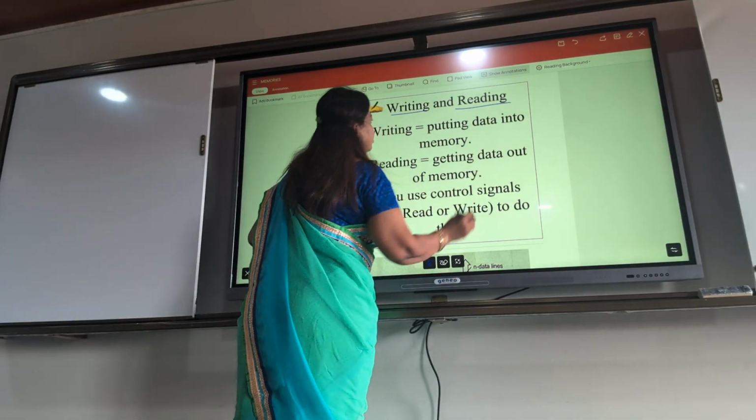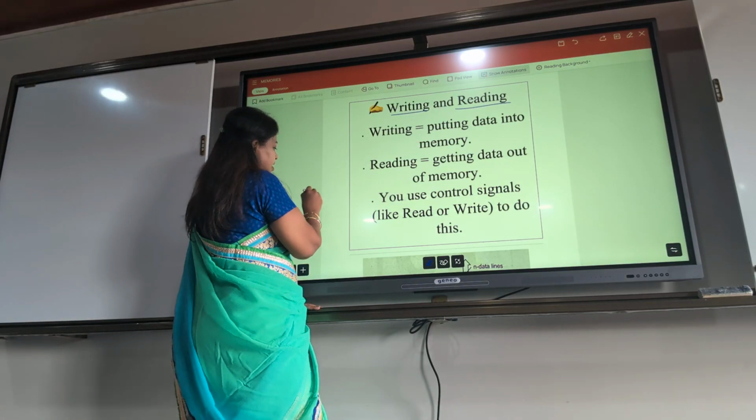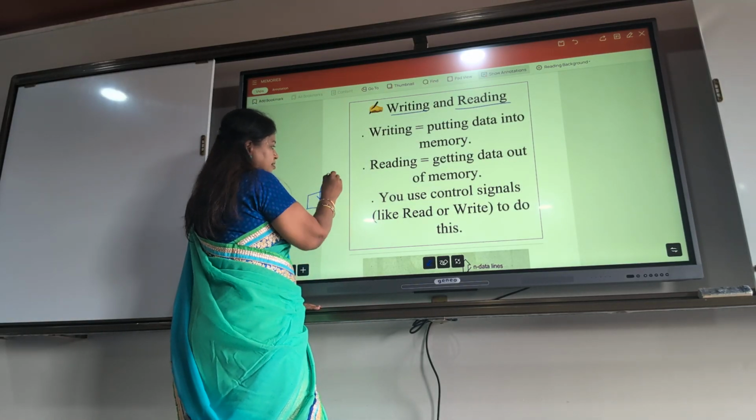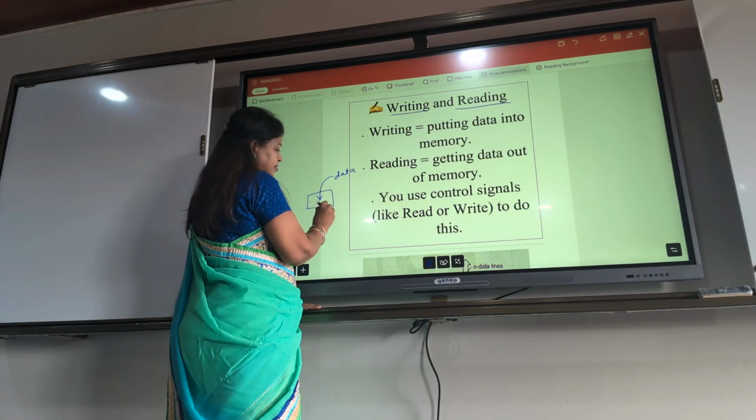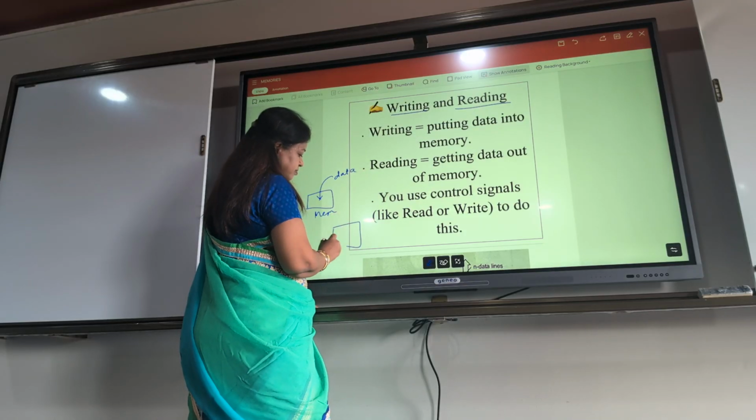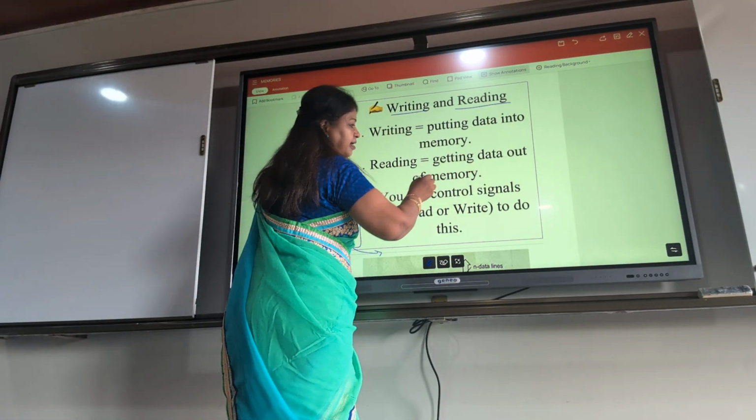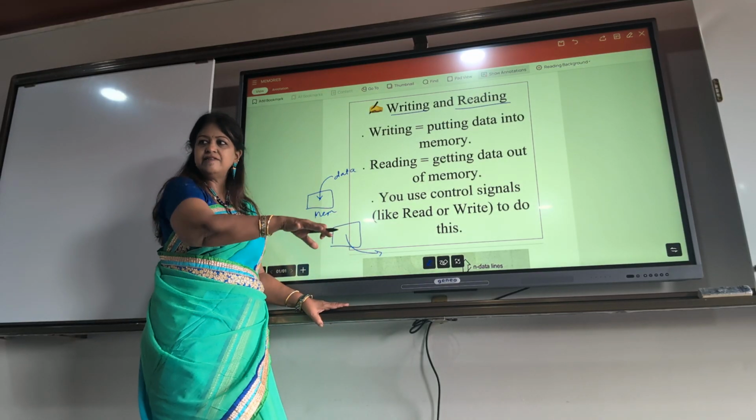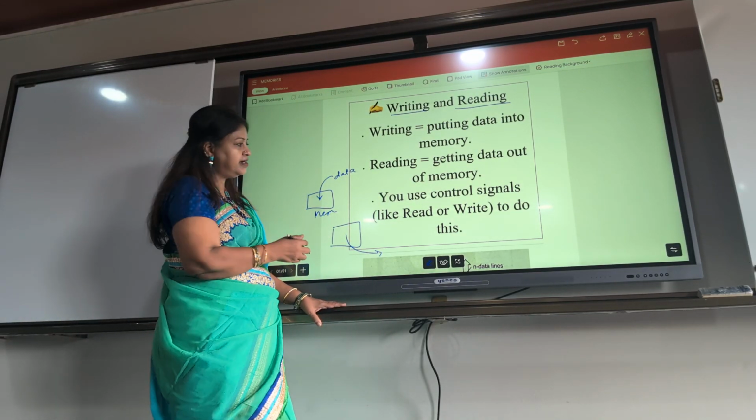Writing and reading. Writing is putting the data into the memory. Reading is what? Taking the data, getting the data out of the memory. Writing is writing inside, reading is taking outside the memory.